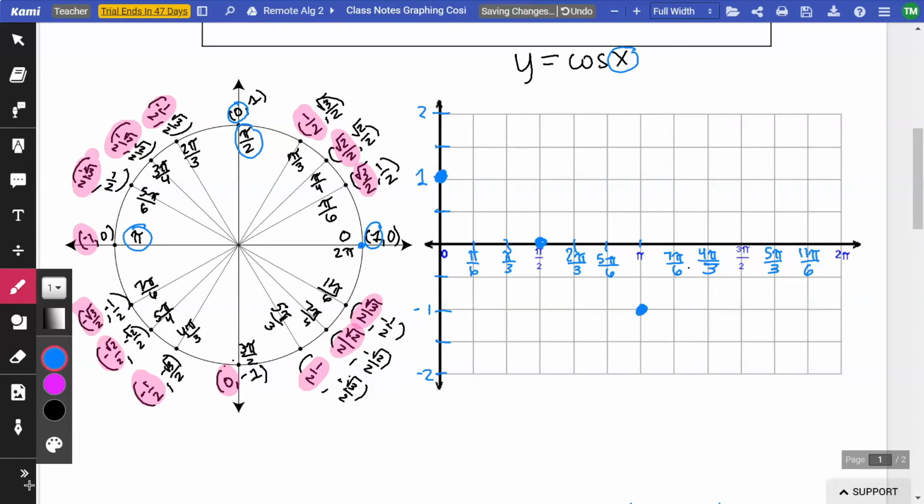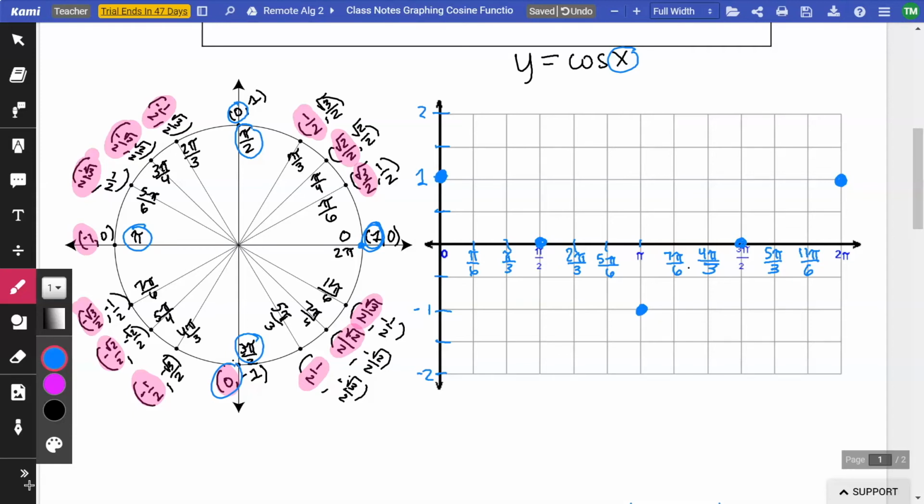The cosine of 3 pi over 2 is 0. And then the cosine of 2 pi is 1. So now we just need to fill in the stuff that's in between that. And I'm going to grab my calculator to help me out so I can understand some of these values a little clearer.